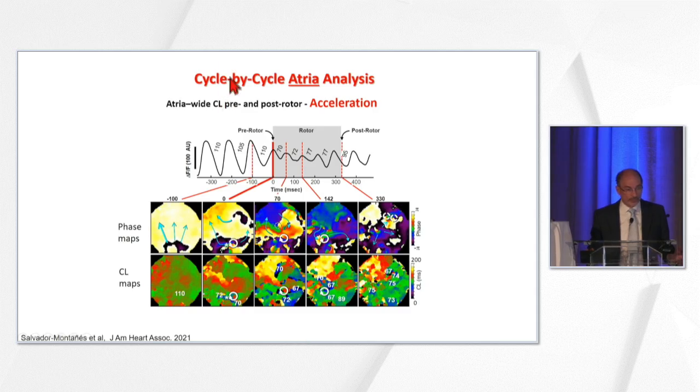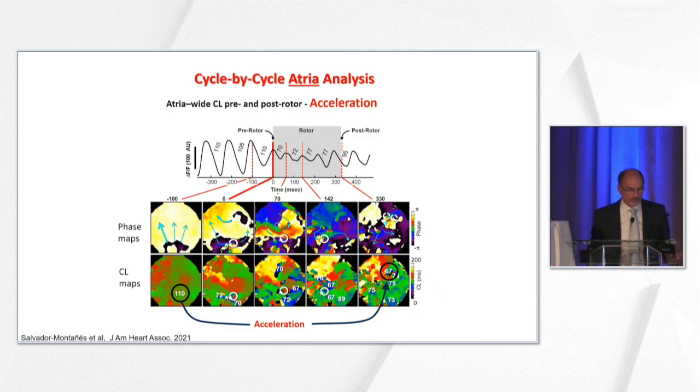So to answer that, we look at cycle length at the entire atria, not necessarily at the core. Here we have the rotor. During this period of time, we look at the cycle length before the rotor and after the rotor, but in the entire atria. As illustrated in this cycle length map, there was in this case acceleration from 110 milliseconds, which is the smallest cycle length in the entire atria, to 67 milliseconds, which is the shortest in the entire atria, not necessarily at the rotor's place.